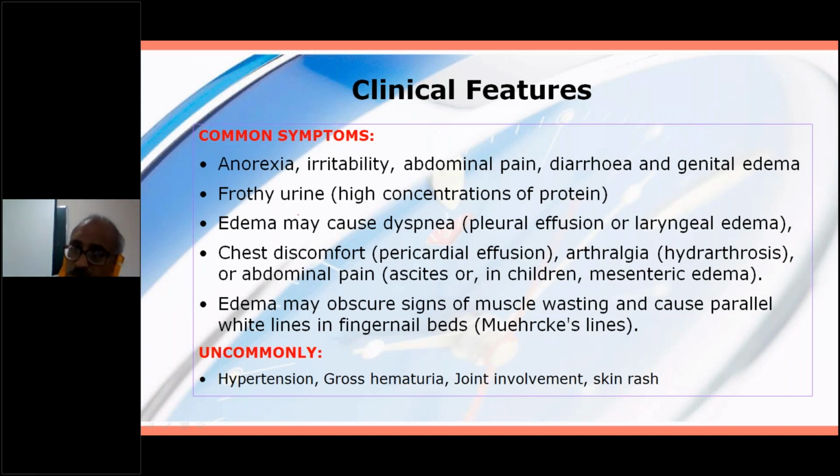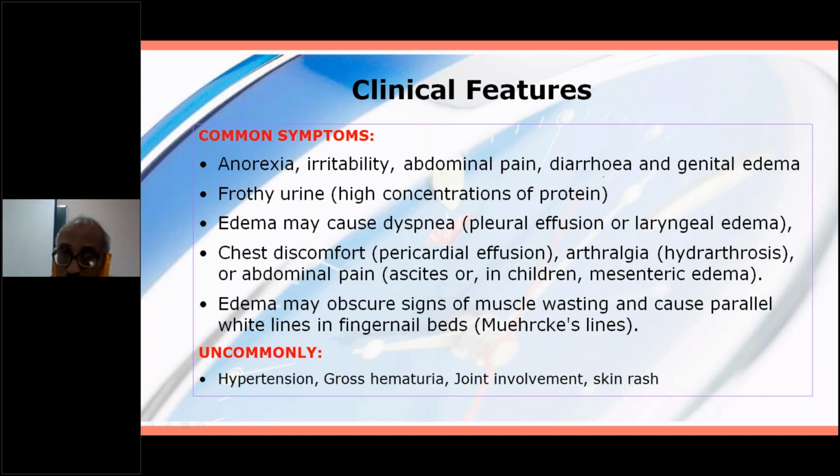Chest discomfort may be because of pericardial effusion, and there may be arthralgia because of hydroarthrosis. There is a water collection inside the joints. It's not inflammation, just collection. Hydroarthrosis we call it. And abdominal pain may be because of the stretching of the parietal peritoneum because of the ascites, or mesenteric edema. So these are the manifestations.